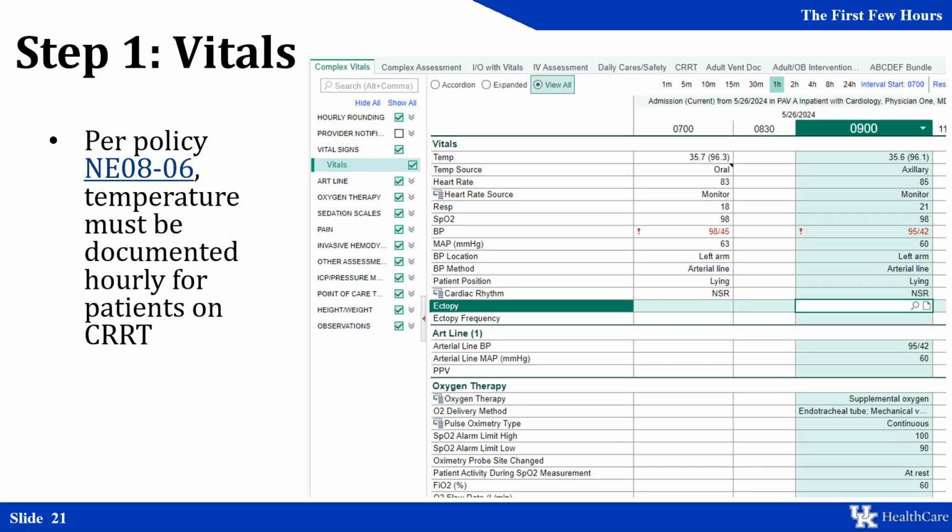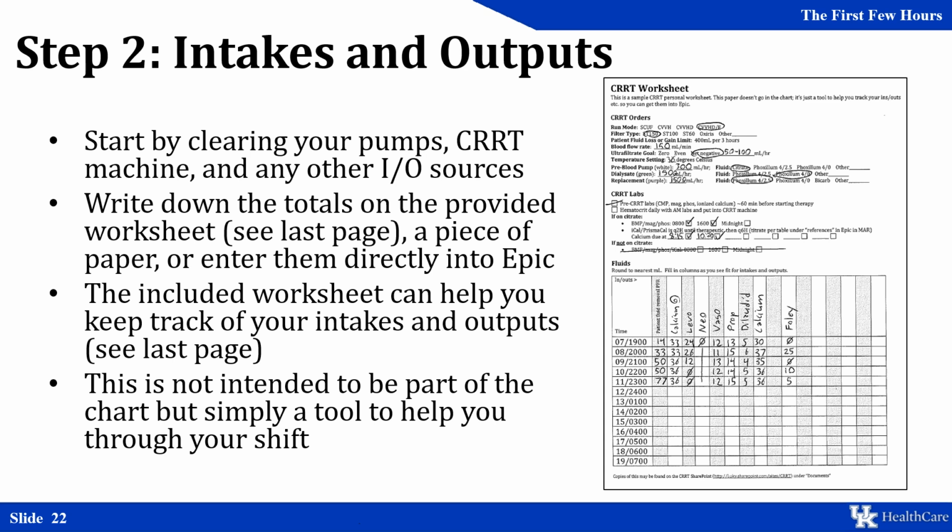So here's our vitals charting. If your patient does not have a temp sensing Foley, which most patients on CRRT should not have, you may consider other devices if you can't get an axillary or oral temperature. We have a worksheet on the last page for keeping track of your I's and O's. We recommend that you write them down somewhere in case some data gets deleted from the flow sheet, or if you're like me and have fat fingers, you may have to go back and fix a typo.